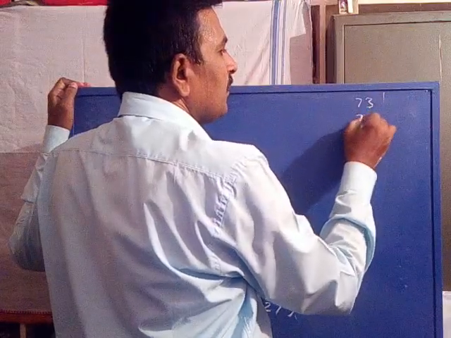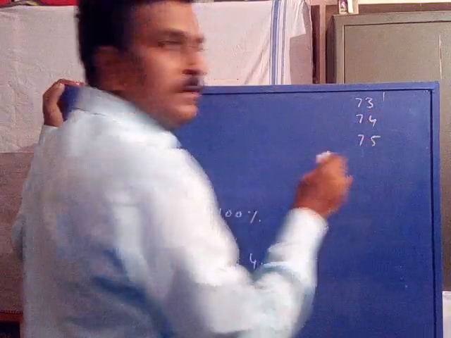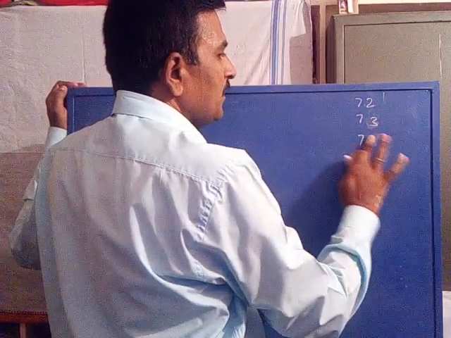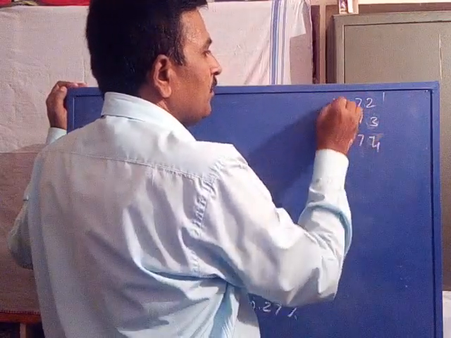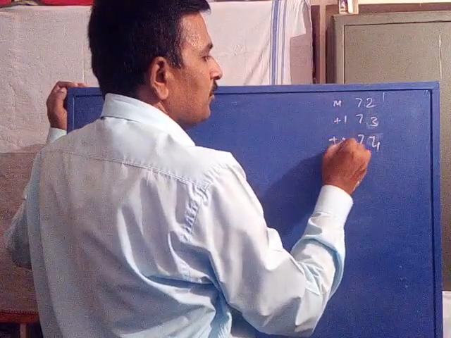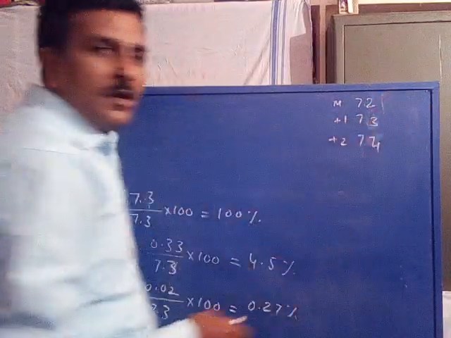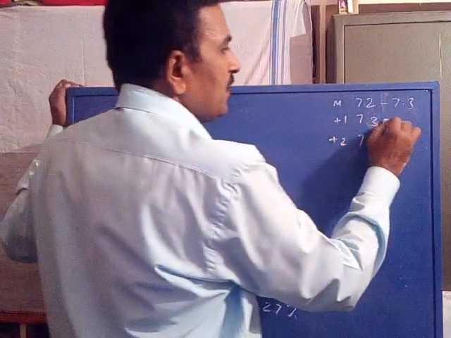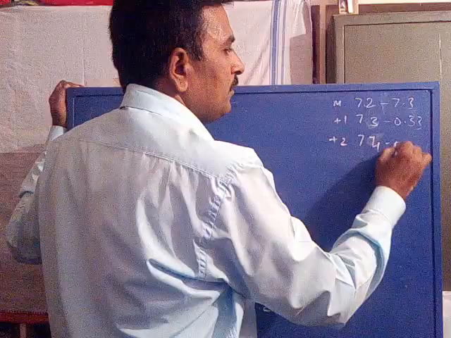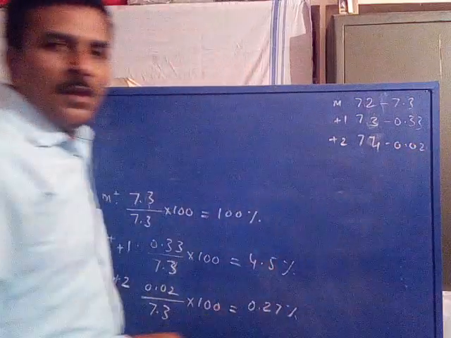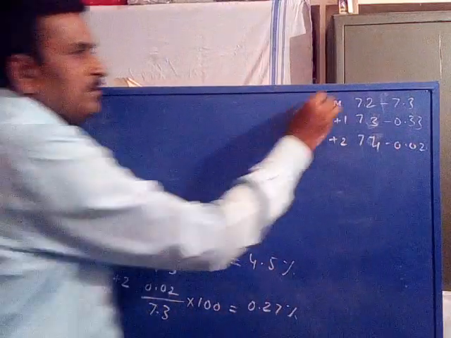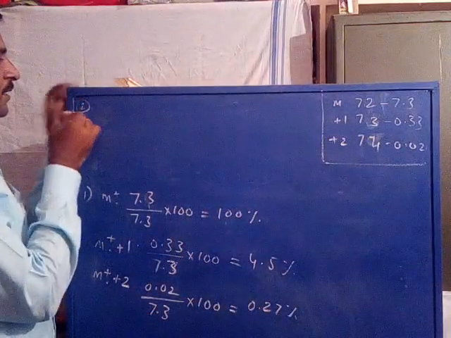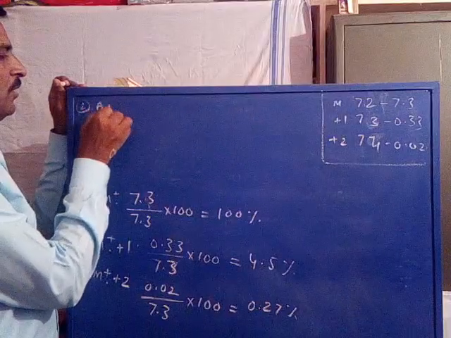Now 72, 73, 74: molecular ion, +1 and +2. These are 7.3, 0.33, 0.02. These are the original intensities. Now after the first guideline, the second guideline is to apply the nitrogen rule.